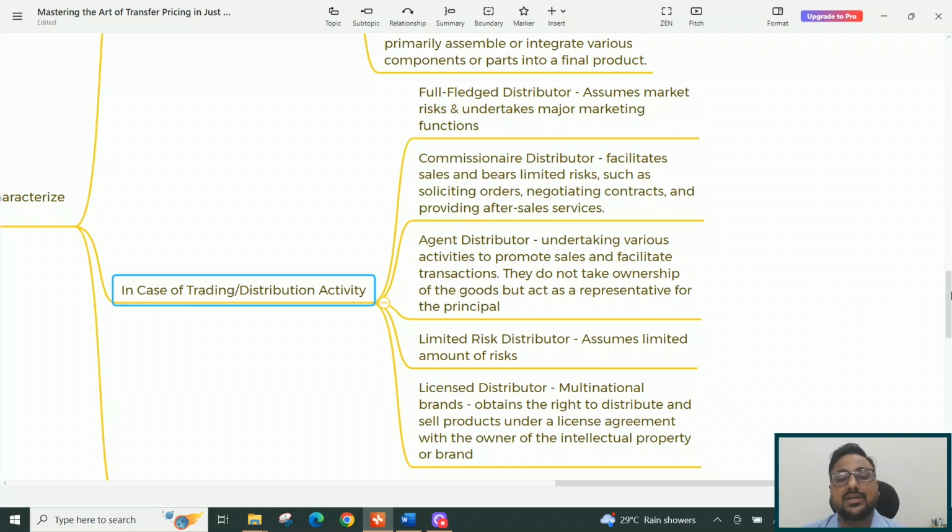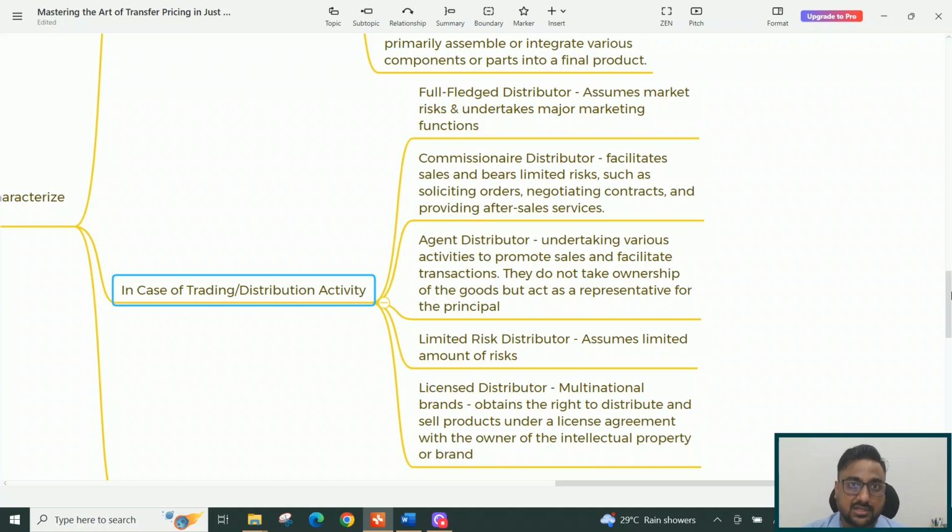Then there is the limited risk distributor. These entities are basically distributors, but they assume very little risk. They won't assume market risk. In case anything happens, they will shift that risk to the other party and they won't take such a risk, right? So they are limited risk distributor entities.